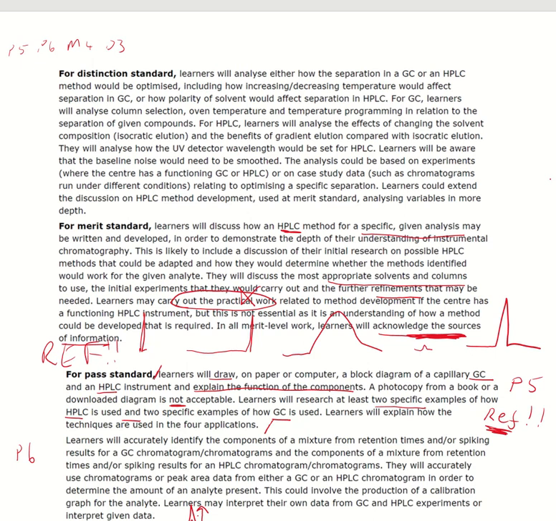Now, the distinction. Analyze how the separation from industrial chromatographic techniques may be optimized. So you can choose here, GC or HPLC. So if you've actually found out a fair bit of information for the merit, as it says, learners could extend the discussion on the HPLC, analysing variables in more depth. So you may have actually done it. If you've done the merit bit really well, you could have actually finished the distinction without even realising it.